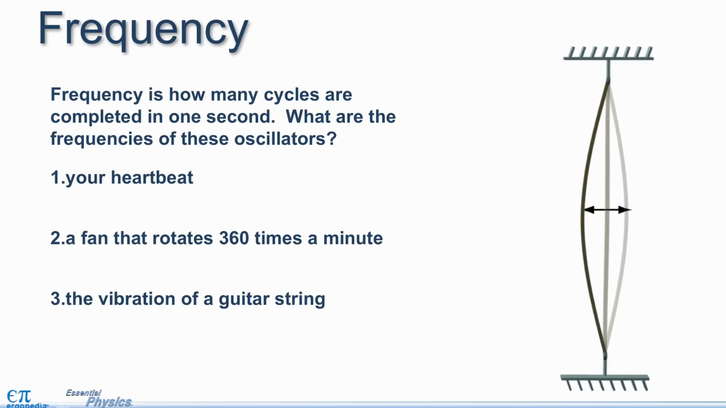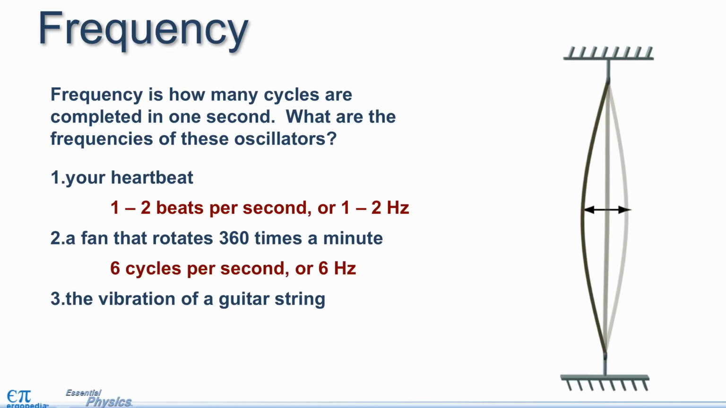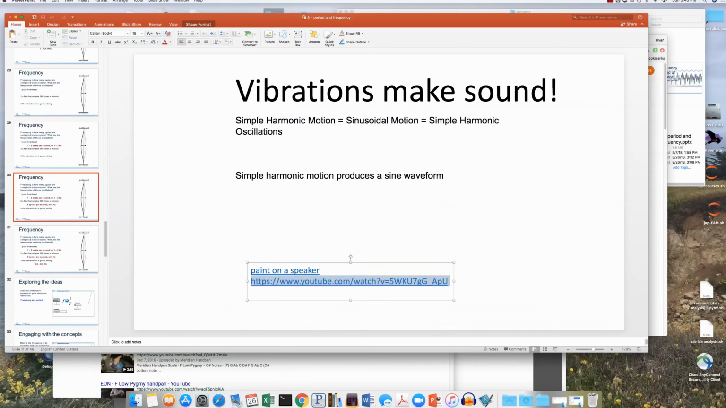What are the frequencies of these oscillators? Well, your heartbeat, if it's 1 second per cycle, that must also mean that it's about 1 cycle per second. If it's half a second, that means you're going to get 2 beats per second, right? So half a second, another half a second. So now you did 2 in 1 second. A fan that rotates 360 times per minute, well, there's 60 seconds in a minute. So one thing that we could do here is do this out mathematically.